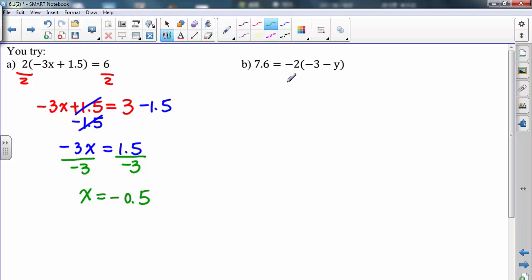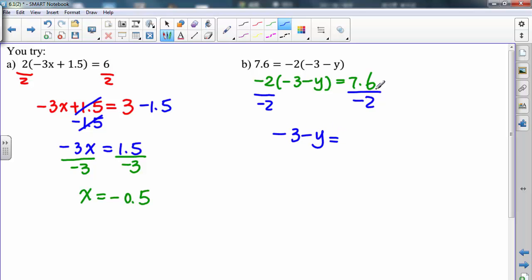The second one is, I will switch around these two sides of the equation first. I will put the variable y on the left side. Then I will divide both sides by negative 2 before I remove the brackets. So I divide both sides by negative 2. Negative 2 divided by negative 2 is positive 1, you can omit this 1. So it's just negative 3 minus y equals 7.6 divided by negative 2, and this one is negative 3.8.